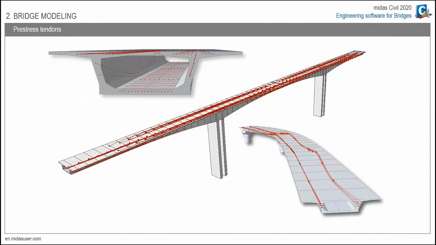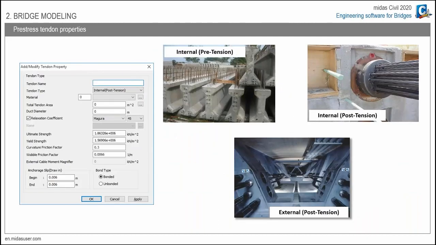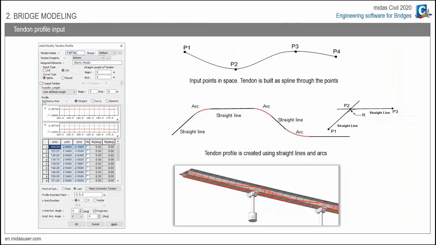Coming to tendon definition, there are various ways in which we can define the tendons. First we need to define the tendon property based on the curvature friction factor, wobble friction factor, ultimate strength, tendon area, and duct diameter. All these things we need to take into account. Then we can define the tendon if we have various coordinates available. Based on the tendon coordinates, we can create a tendon profile, or we have an option to use an AutoCAD DXF file for the tendons to generate the tendon profile. We also have an option of tendon template, using which we can define the tendons based on certain templates which are available. We will be using those once we go to the demonstration part.